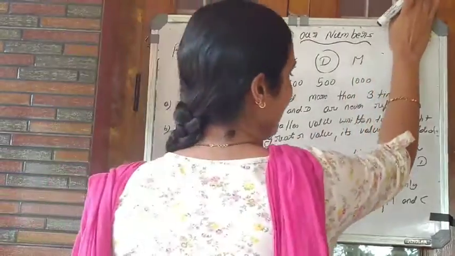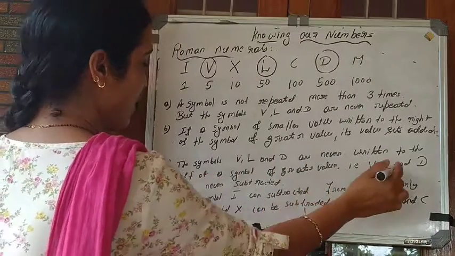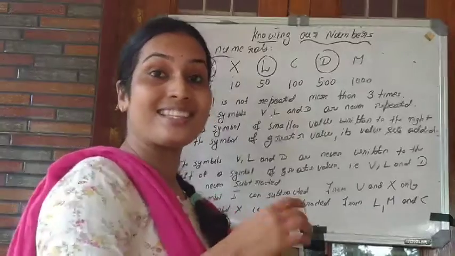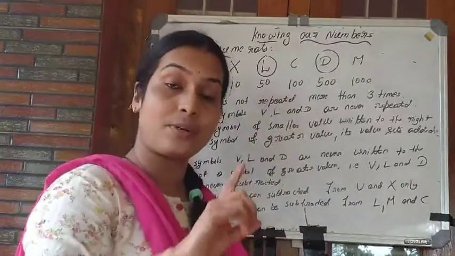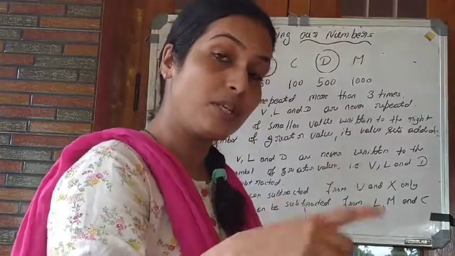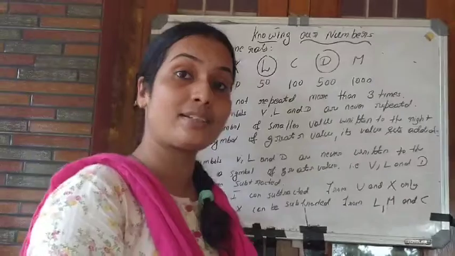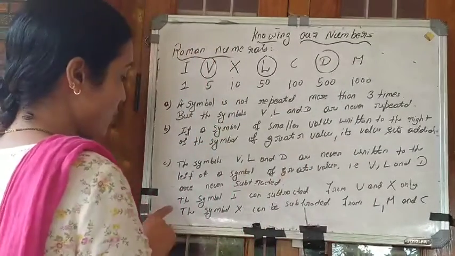The meaning is, never to be left of a symbol of greater value. That means V, L and D are never subtracted. We should not subtract these numbers from any other greater number. We can write them on the right side, which means we can add these numbers to any number, but we should not subtract them from any other symbols. Okay. So, a very important concept.